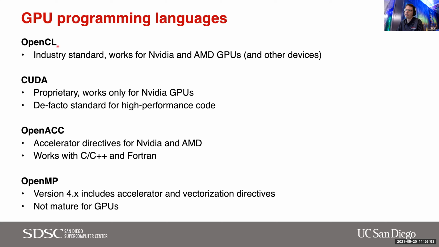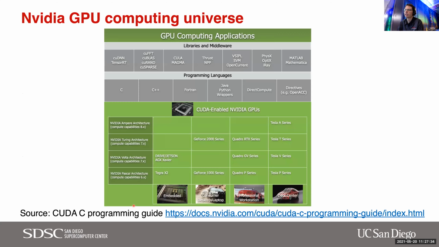A brief overview: there's OpenCL that you can use. It works for Nvidia and AMD GPUs. There's CUDA, that's proprietary, but open source. So Nvidia, nothing's hidden there. It works only for Nvidia GPUs, but it's the de facto standard for high performance code. And then there's OpenACC, that's accelerator directives, for Nvidia and AMD, with an efficient implementation at the moment only for Nvidia. It works with C, C++, and Fortran, similar to OpenMP. And then OpenMP also supports GPUs, but it's not really mature yet. So you might want to follow the developments there if you're interested.